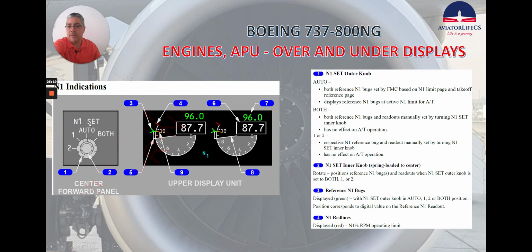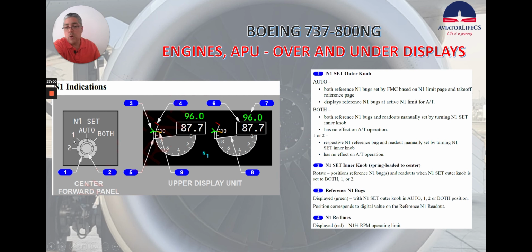Now here you see the N1 set again, and we're going to talk a little bit more about it. N1 set auto and off, you can see here. In auto, both reference N1 boxes are set by FMC based on N1 limit page and takeoff reference page in the FMC. Displays reference N1 box at active N1 limit for auto throttle. If we select both, reference N1 box and readouts are manually set by turning N1 set in and off. This one here has no effect on auto throttle operation.